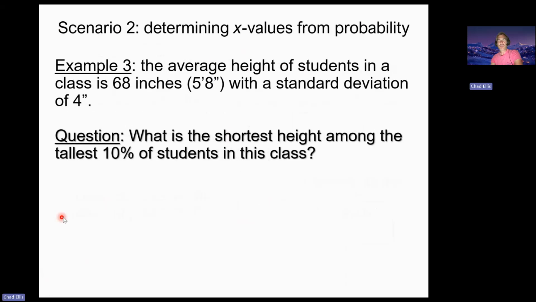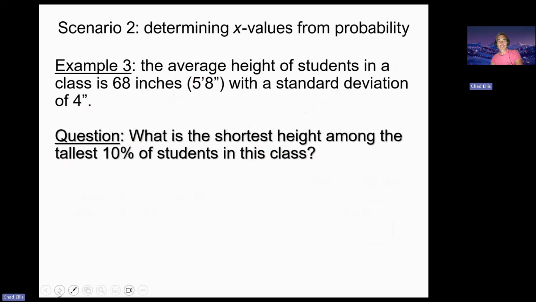So again, let's go back to our same example here. Average height, 68 inches, standard deviation of 4. But this time the question is posed much differently. The question this time is, what is the shortest height among the tallest 10% of students in the class?